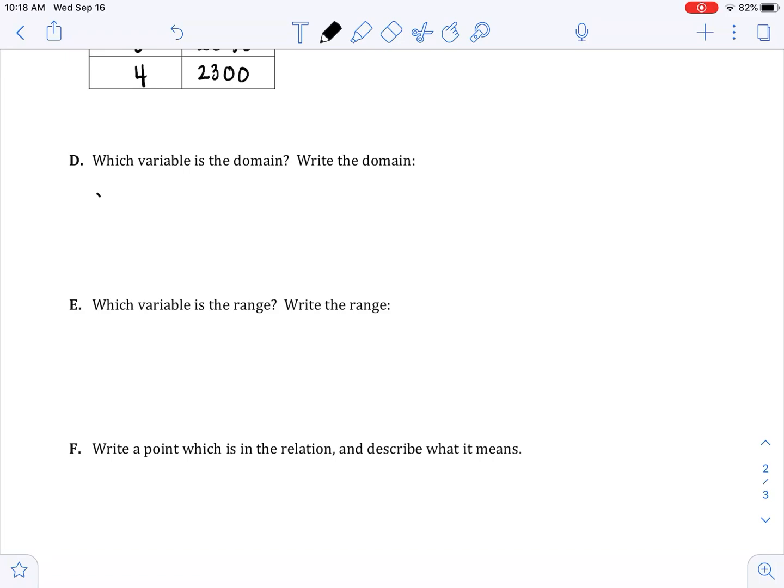All right, D says which variable is the domain. So X is going to be our domain. So therefore, that's the number of weeks worked.